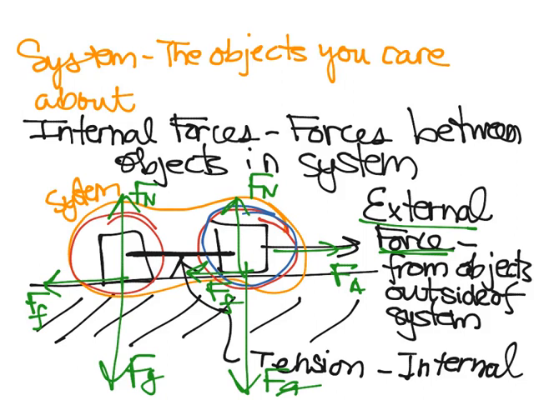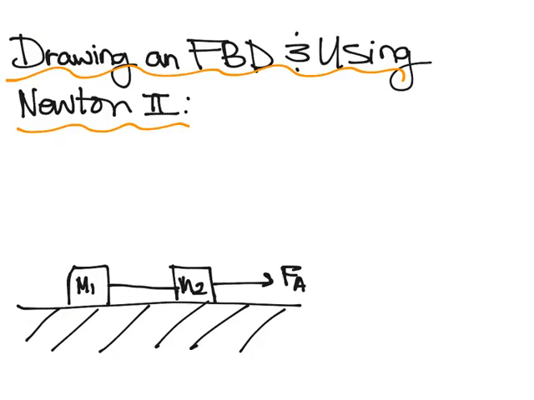Okay, so that's the difference between internal and external forces. You pick which objects are in your system. Usually it's pretty obvious. Internal forces are between the objects, and external forces are from objects that are not in your system. Alright, so just like with one object problems, when we have two object problems, we usually solve them by drawing a force body diagram and using Newton's second law.